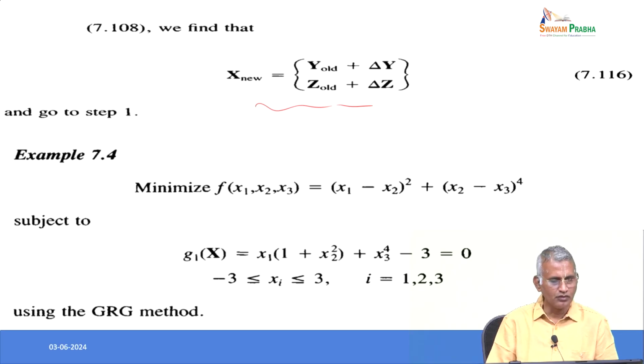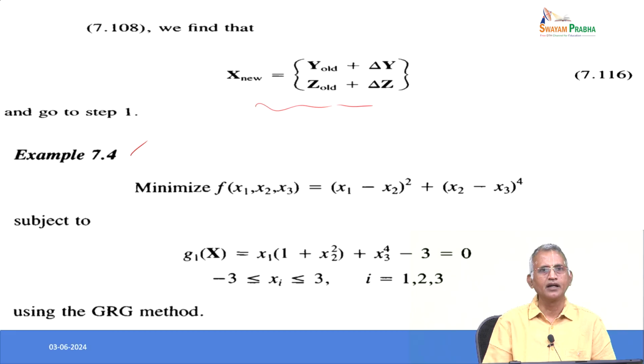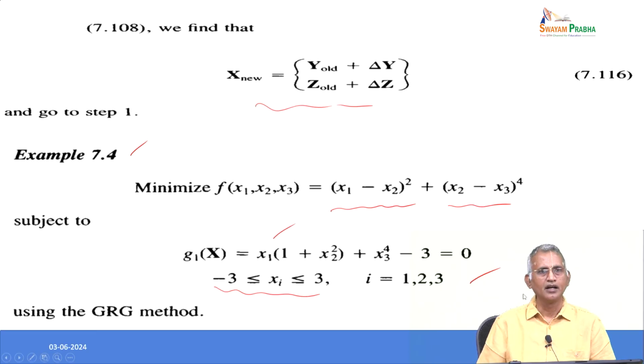Now, let us go to an example. Minimize f of x1, x2, x3 equal to (x1 minus x2) whole squared plus (x2 minus x3) whole power 4, subject to the constraint g1 of x equal to x1 into (1 plus x2 squared) plus x3 power 4 minus 3 equal to 0, where x_i lies between minus 3 and 3 and i varies from 1 to 3, using the GRG method.